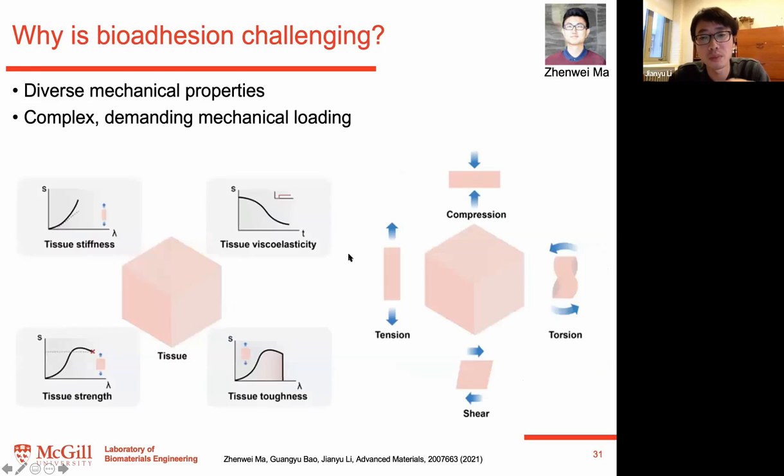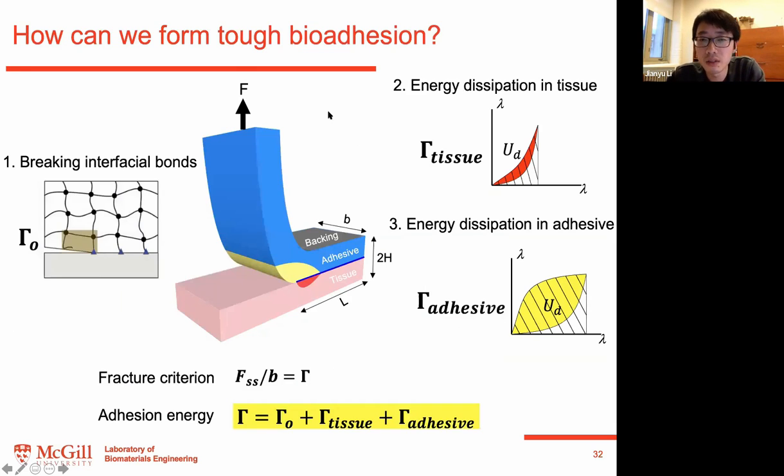And in terms of the mechanical property, it exhibits diverse mechanical properties. It can be very viscoelastic, it can be super tough, or it can be super soft. And not only that, it's subject to very complex mechanical loading by the environment or by itself, right? In the case of cartilage, it is subject to on the order of 10 megapascal of stress during function. And how to form those bioadhesions, or what it matters.